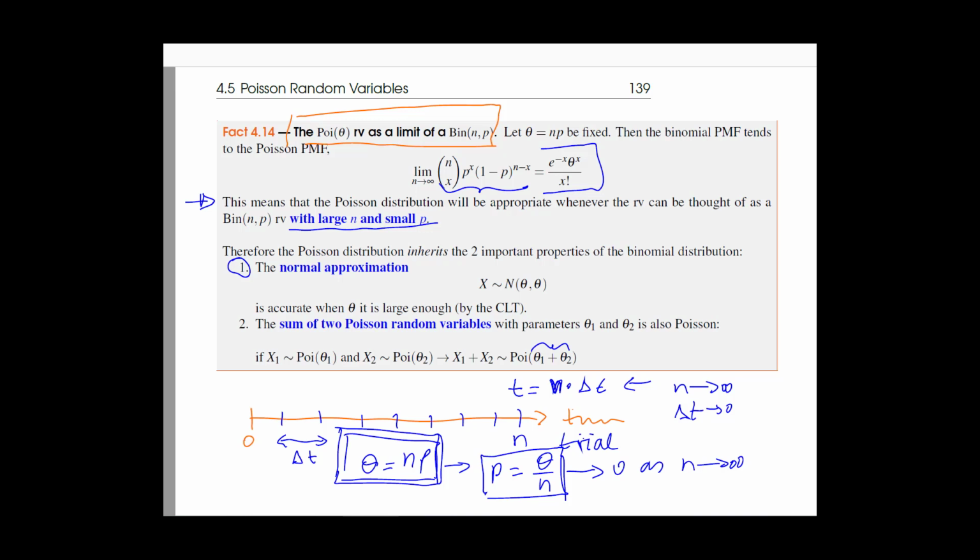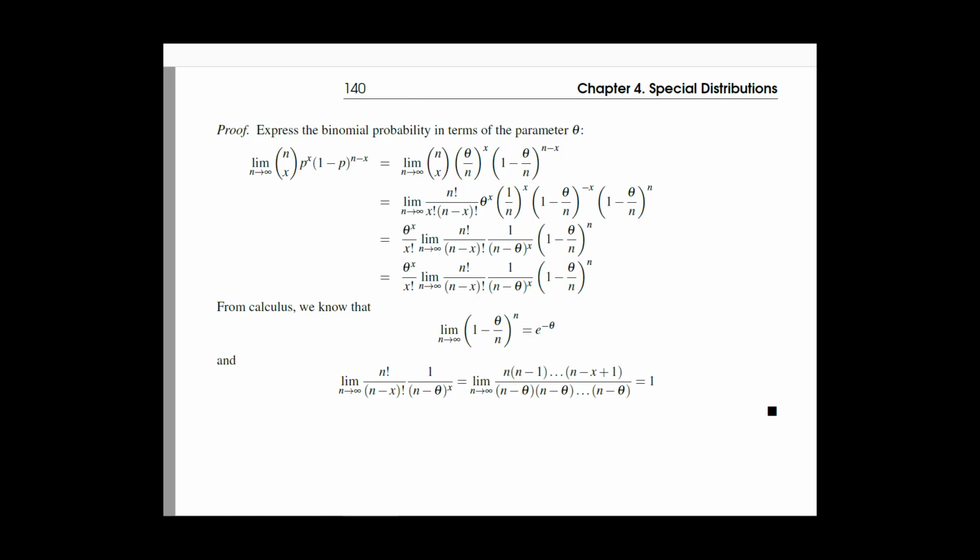Right, so if you have cars and trucks according to a Poisson distribution, the sum of the total traffic flow would also have a Poisson distribution with the sum of the rates. Sorry, the parameters. Okay, so please go through this proof.